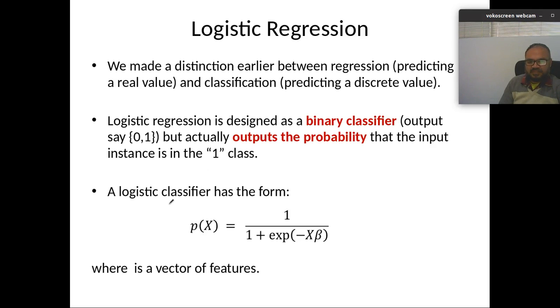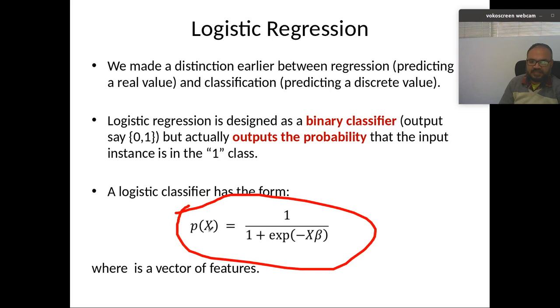The expression for the logistic classifier is given by this formula. It's the probability of x, which is equal to 1 divided by 1 plus exponent minus x times beta. If you remember, this x times beta was our linear regression algorithm. So once we calculate the output of the linear regressor, you can just put it in this formula. This is just adding another layer to our linear regressor, so that each output of the linear regressor is converted to a probability between 0 and 1.